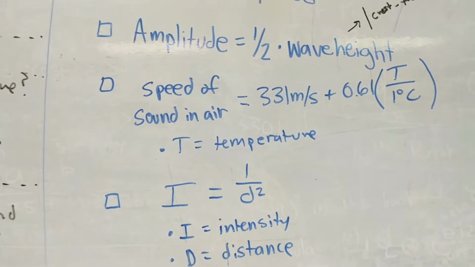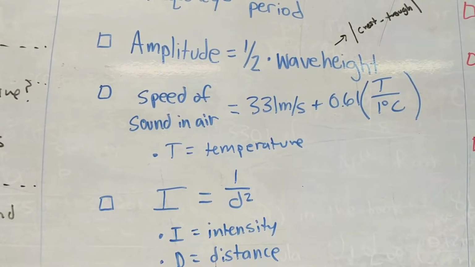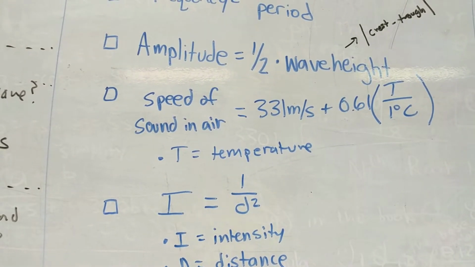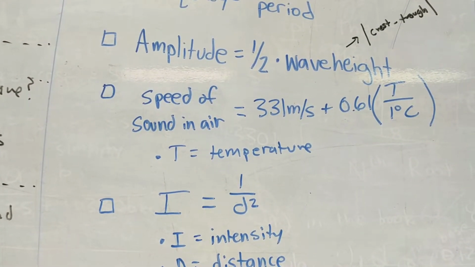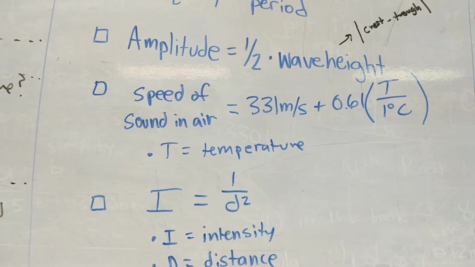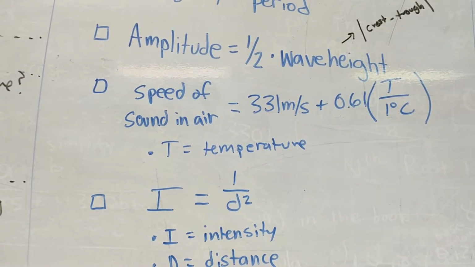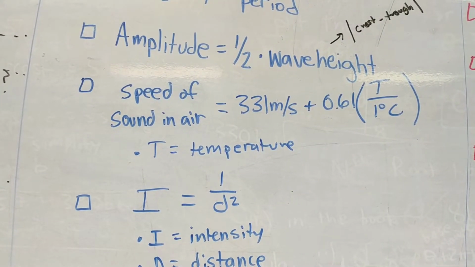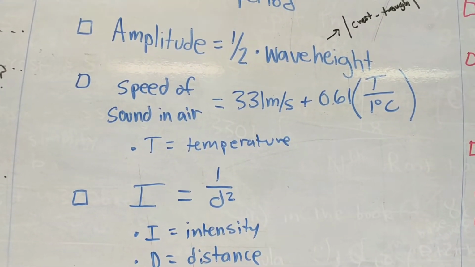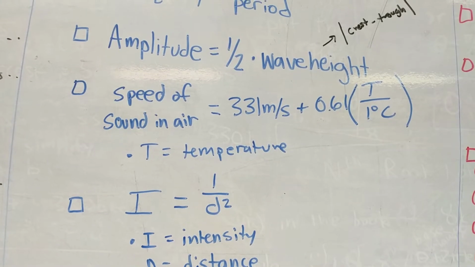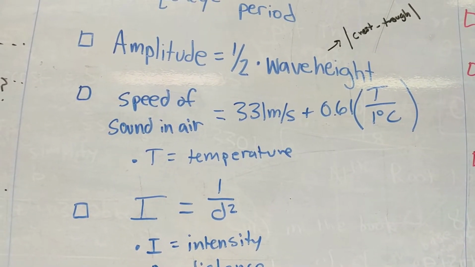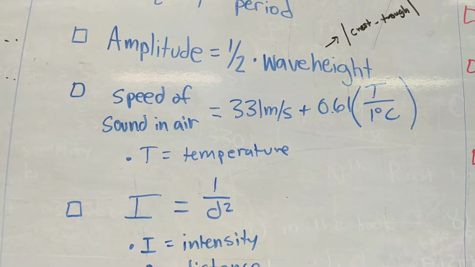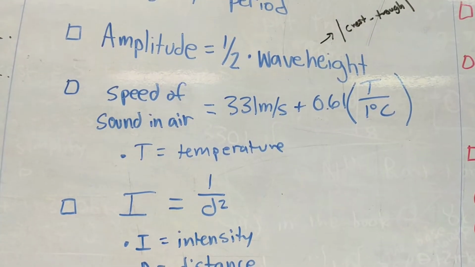The speed of sound in air is equal to 331 meters per second plus 0.61 times the quantity T divided by 1 degree Celsius. Note, to use this, our temperature will have to be in degrees Celsius. If you are given a temperature in degrees Fahrenheit, use the formula given in chapter 1 or 2 of the book in order to convert to Celsius.